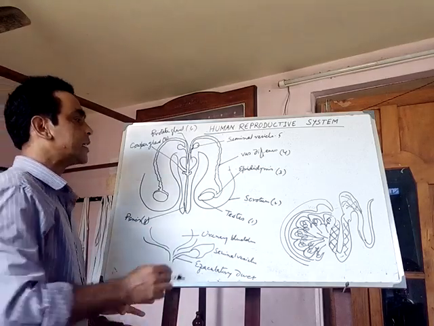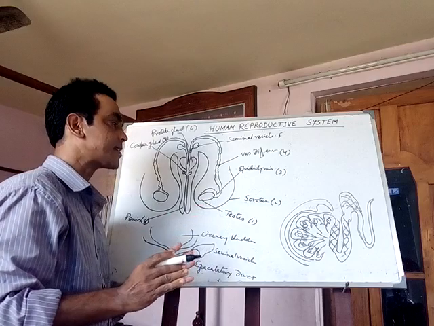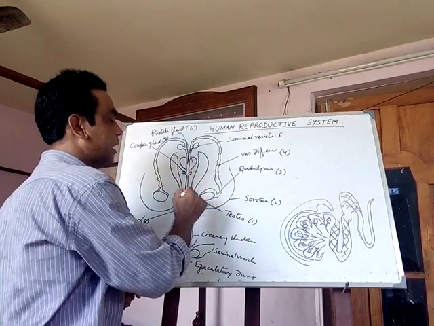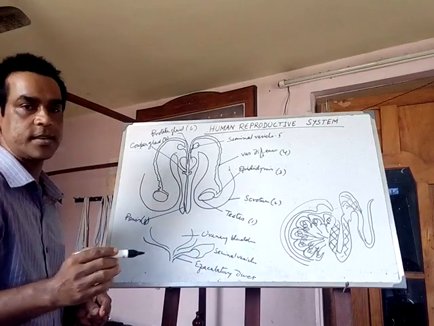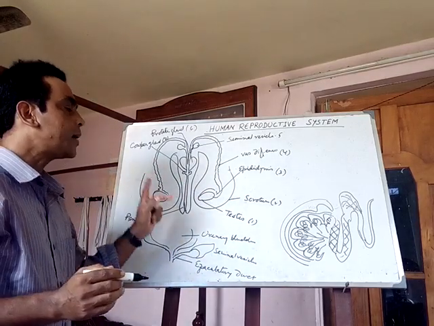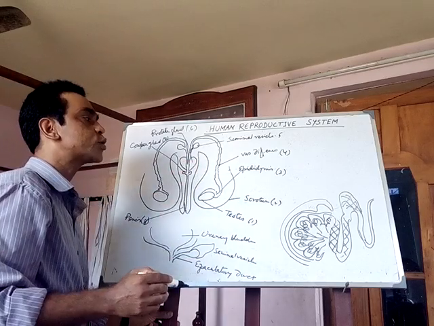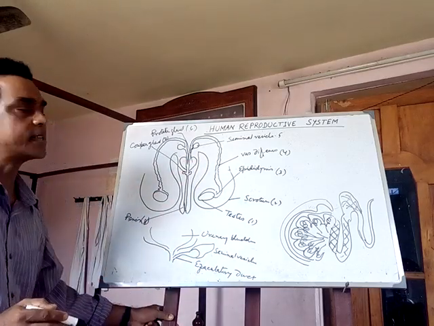Here, the scrotum is the sac-like structure which holds the testis. There are 2 testes. Each testis is held by the sac-like structure, that is the scrotum.